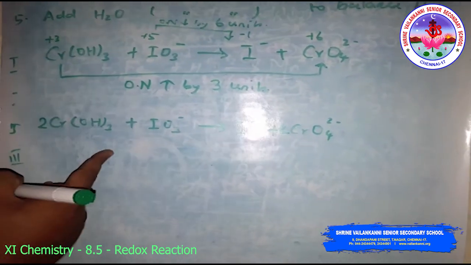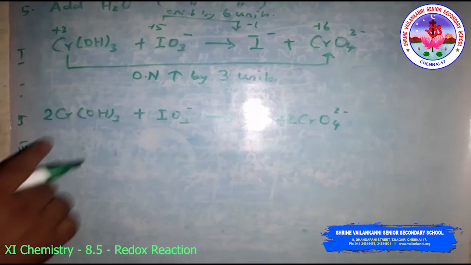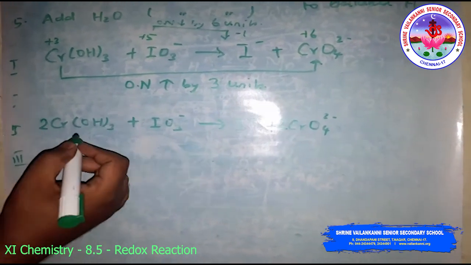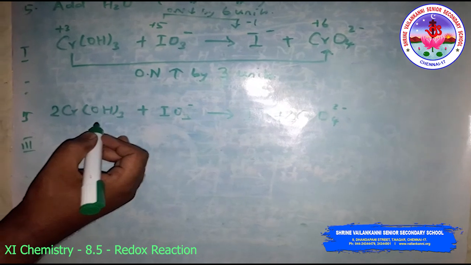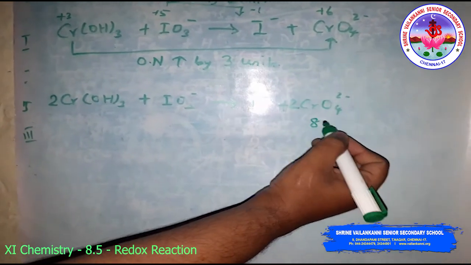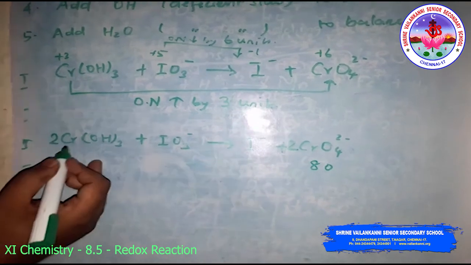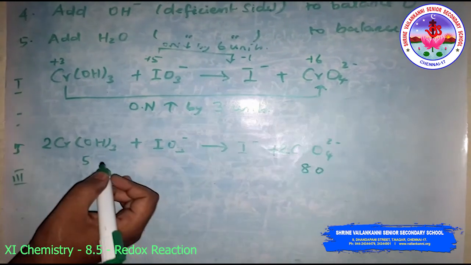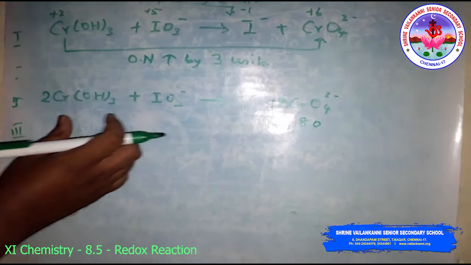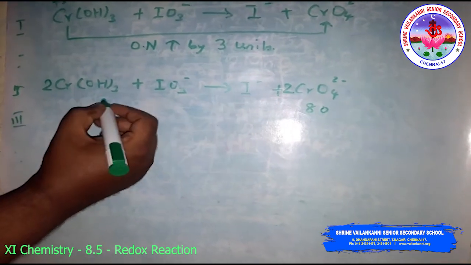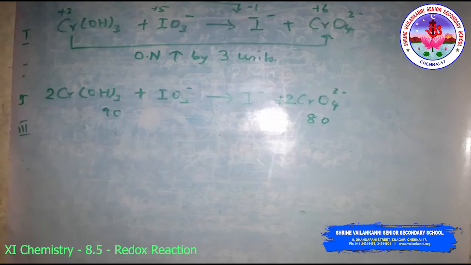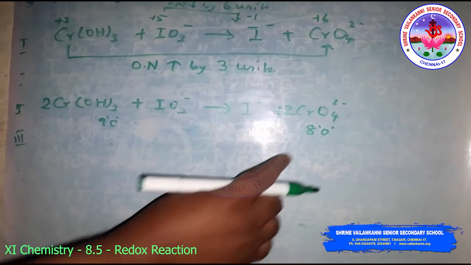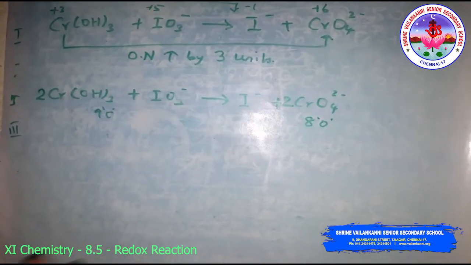Here, how many oxygens? To balance the oxygen, we add OH⁻ to the deficient side. First count the number of oxygen. Here 2 into 4 is 8 oxygen. Here 6 plus 3 is 9 oxygen. Okay, 9 oxygen on the left hand side, and 8 oxygen on the right hand side. So the deficient side is which side? Right hand side.